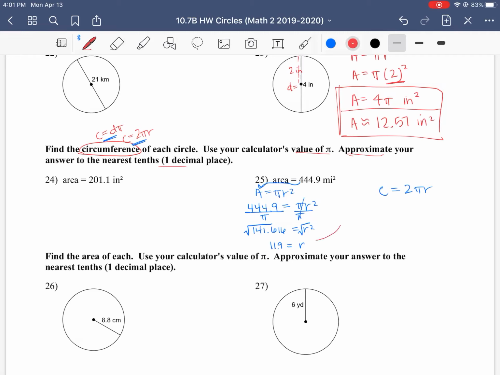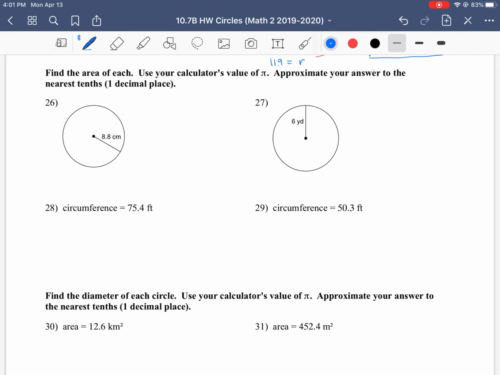So we square root both sides, which means that r is approximately 11.9. Then we use that r to help us over here in this equation. So if we want to find the circumference, then we know that circumference is equal to 2 pi r. And we go ahead and plug that in our calculator. So 2 times pi times 11.9, 74.8 miles. Probably should have checked my answers before I made the video, but hope you're good at these.